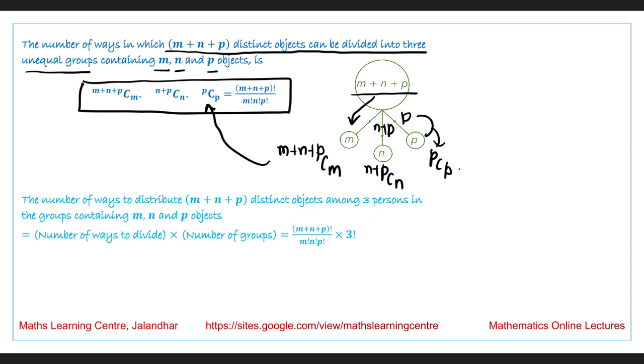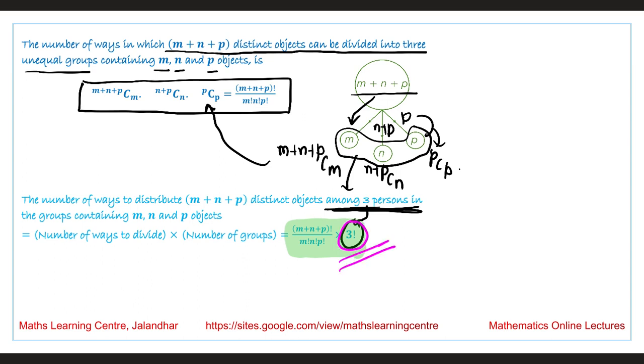And further, if these three things are to be distributed among 3 persons, we have 3 different persons and these things are to be distributed among 3 persons. So there are 3 factorial ways to choose these 3 persons. So the final answer we obtain is in this form, that the total number of ways we have is m plus n plus p factorial divided by m factorial, n factorial, p factorial into 3 factorial. So these are the total number of ways we have.